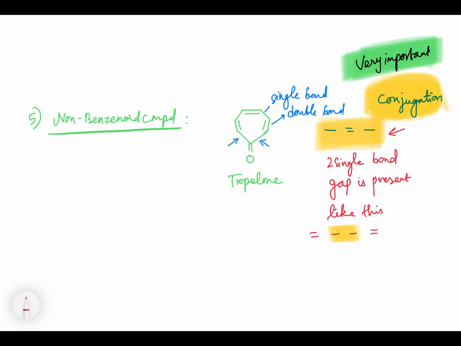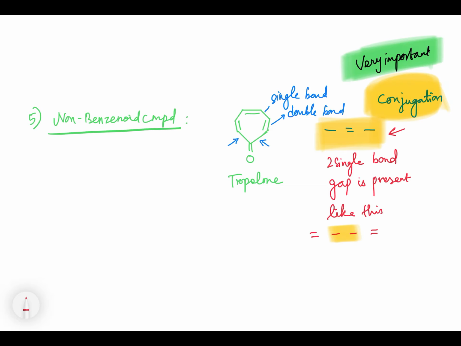Now this is called conjugation. What is conjugation? In between the 2 single bonds, you can see a double bond. I have marked it with an arrow and also highlighted it. Please see that. There are 2 single bonds, right? And in between that, you can see a double bond. Now this is conjugation. But in the compound tropolone, you can see there is a single bond, and there is a double bond.